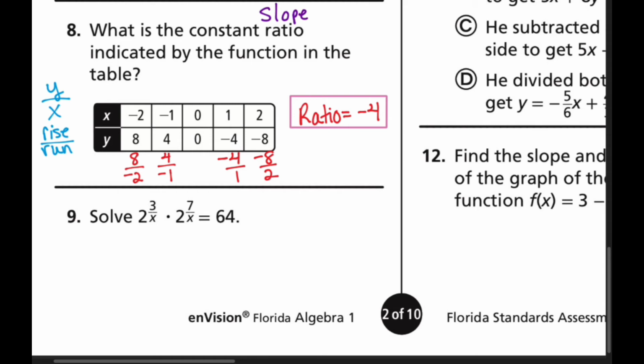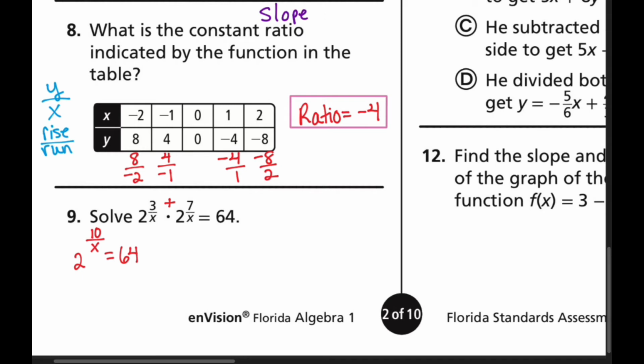All right, number 9, solve 2 to the power of 3 over x times 2 to the power of 7 over x equals 64. Because they both have the same base of 2, I can just add the two exponents together. So I'm going to add 3 plus 7 is 10, and then the denominator is x. So I have 2 to the 10 over x power equals 64.